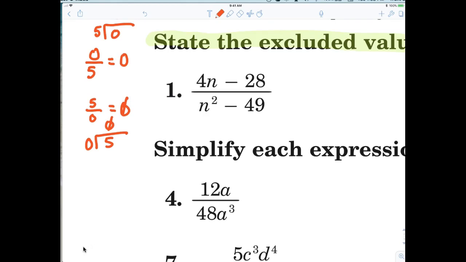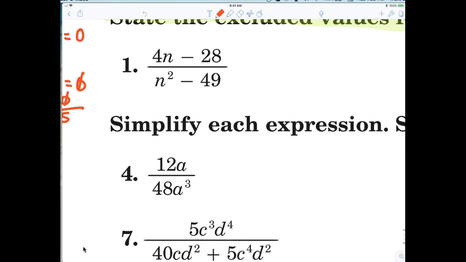Now, listen carefully for question number 1. I would like for you to say n can be anything except what? Except 0? No, because 0 squared minus 49 isn't 0. 49? Wrong. 7. Or? Oh, negative 7. Yes. So n can't be plus or minus 7.